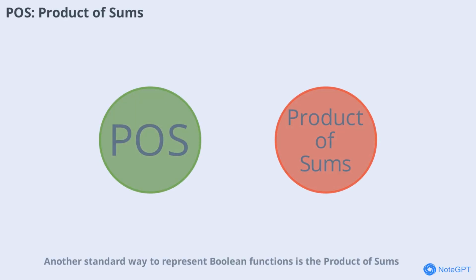Another standard way to represent Boolean functions is the product of sums, or POS. In this form, the function is written as a product (AND) of several sum (OR) terms. Each sum term represents a condition where the output is false, and the overall function is true only when all these conditions are met. POS is particularly useful for certain types of logic simplification, and is often used in the design of circuits where NOR and NAND gates are preferred.